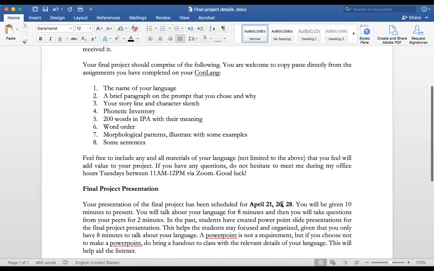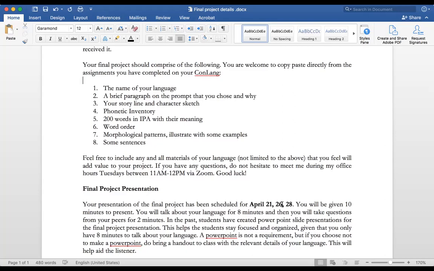What's your storyline and character sketch? This is different from the prompt. The prompt just helps all of you to start thinking about your language, but you need to have a storyline within that, and you also need to have a character sketch. I've found in the past that it really helps to have concrete details of your language when you have a concrete storyline and a character sketch. So I think that's really important.